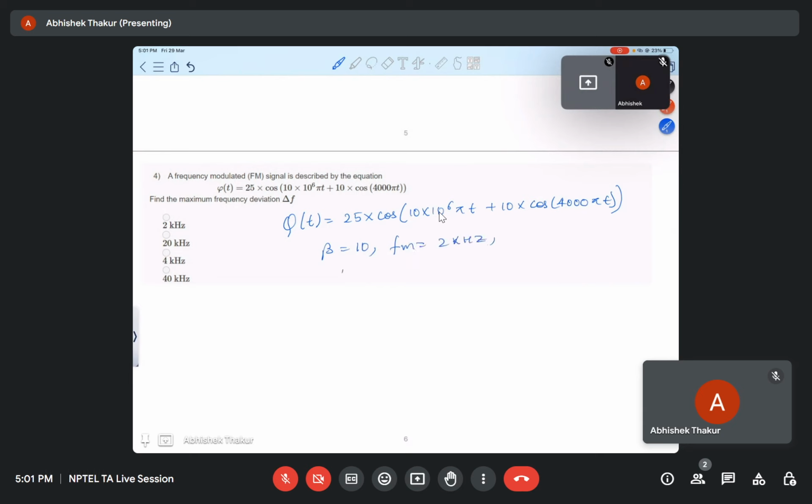So the frequency deviation delta f is equal to beta into fm. This is the frequency deviation formula for the FM signal. Beta is 10, fm is 2 kilohertz, so delta f is equal to 20 kilohertz. So option B is the correct answer for this question.